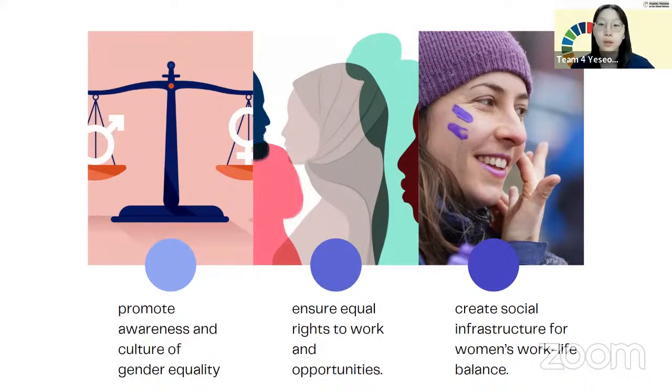The third is creating social infrastructure for work-life balance. This attempts to strengthen social responsibility for caregiving, guarantee working parents' maternal and paternal rights, and foster a family-friendly culture in the workplace.